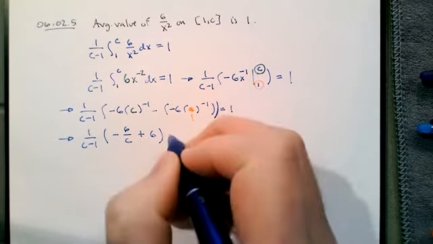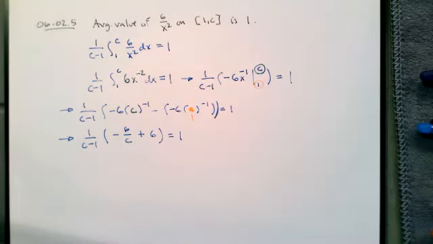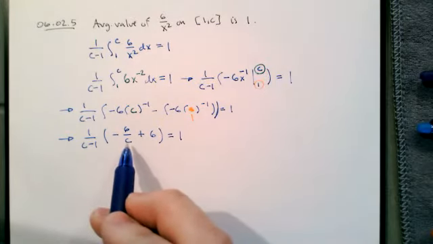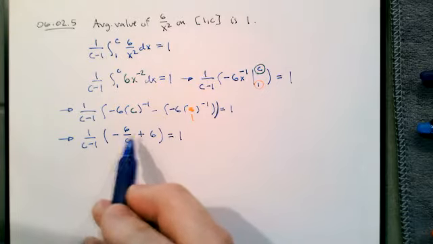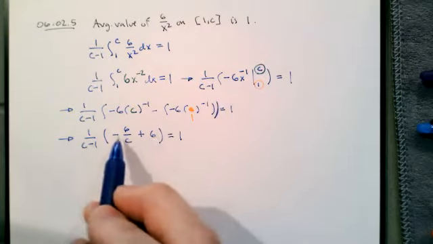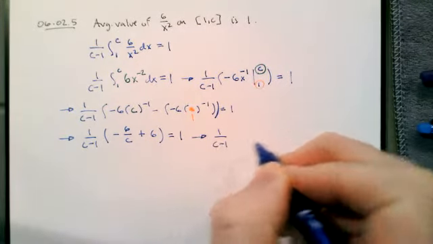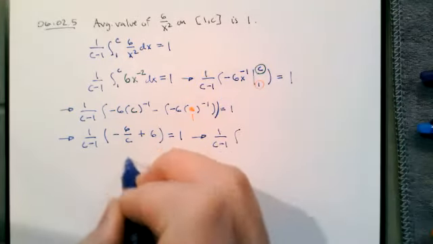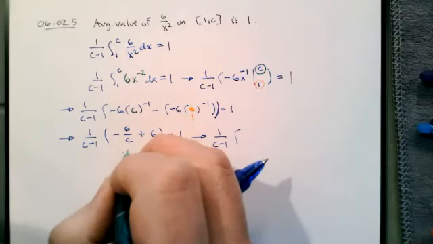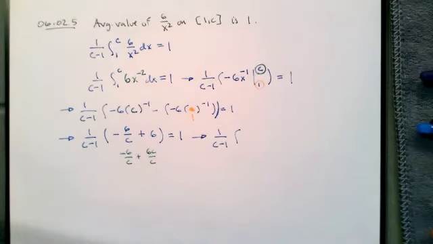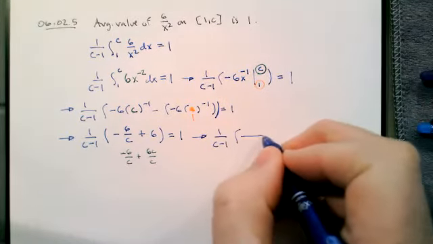So now, I'm just going to simplify my expression in here. I'm going to get a common denominator with the 6 and the 6 minus c, and then I'll just divide that by the c minus 1. So if I add those two fractions, this is going to be minus 6 over c plus 6c over c to get a common denominator. So it's going to be 6c minus 6 over c. That's what that fraction looks like.